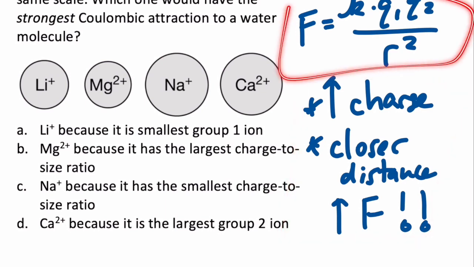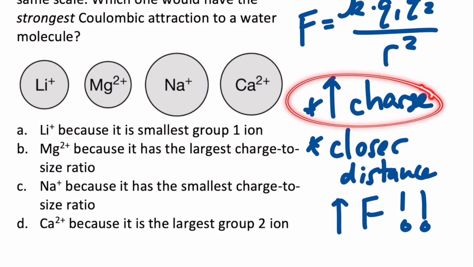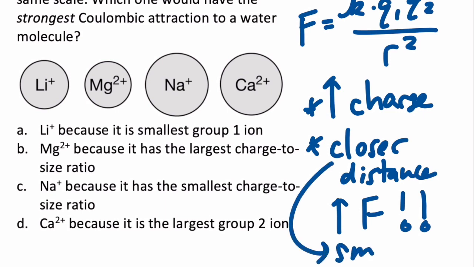This is the equation. You'll never have to solve for anything in a chem class for the most part. You'll certainly see this in physics and have to quantify things, but for us, it's all qualitative. Greater charges, and the closer they are, which really means smaller ions, that's what that really means, then the greater the Coulombic attraction.